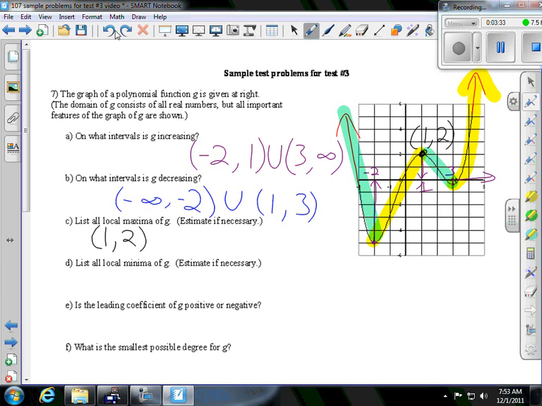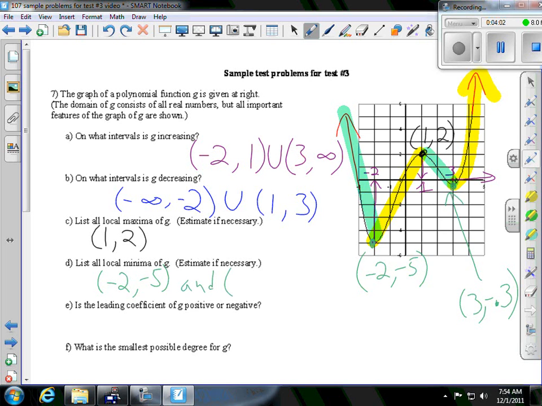Part D, list all local minima of g. So the minima are the points that are at the bottoms. So there's one down there. Looks like this is at (-2, -5). And then one more local min right in here. This one we'll estimate at 3, and then maybe -0.3. And so those are the two local minima, (-2, -5) and (3, -0.3). If you had said 0.4 or 0.2, no problem.